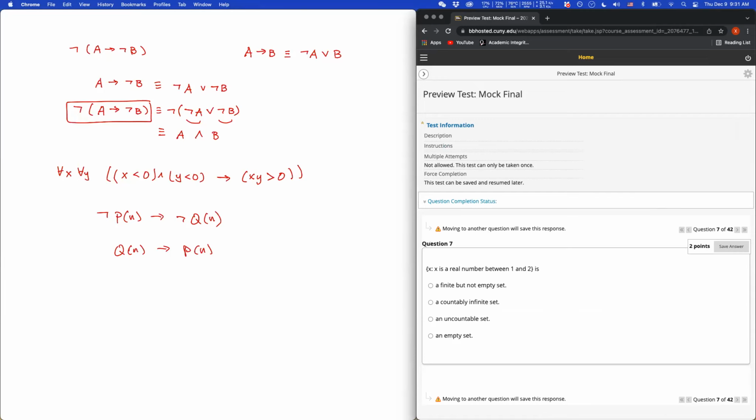And now next, it's asking the set of real numbers between 1 and 2 is which kind of set? Well, we know for the real numbers between any interval, it will be an uncountable set. We just checked the real numbers between 0 and 1. So similar for real numbers between any interval. So it will be an uncountable set.